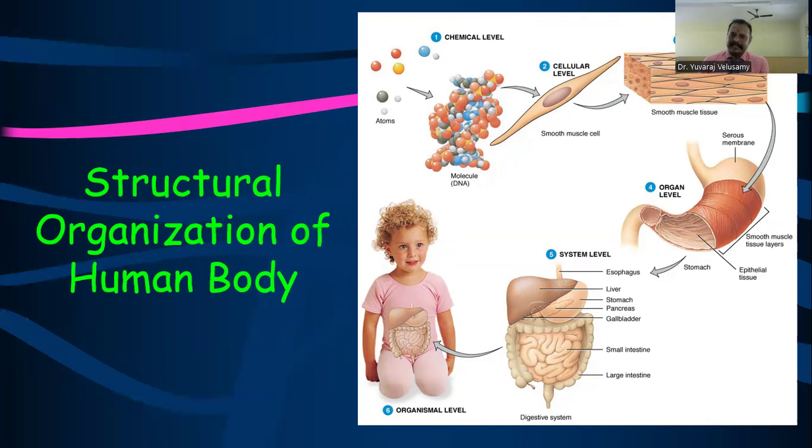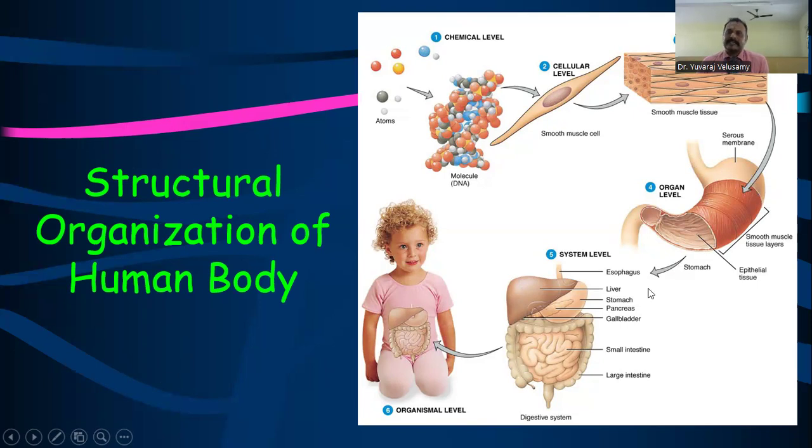All the materials in the body are arranged starting from the atom. Atoms become molecules, then different compounds, then molecules like DNA, then the cellular level. We have various cells, like muscle cells, nerve cells, and blood cells. Then cells become an organ. For example, muscle cells become smooth muscle, which becomes the stomach organ.